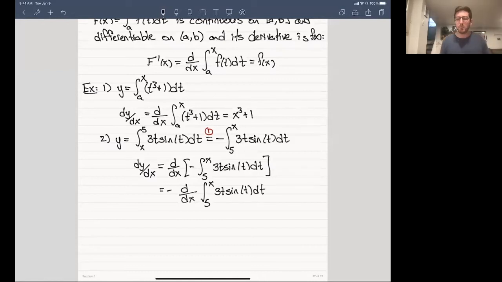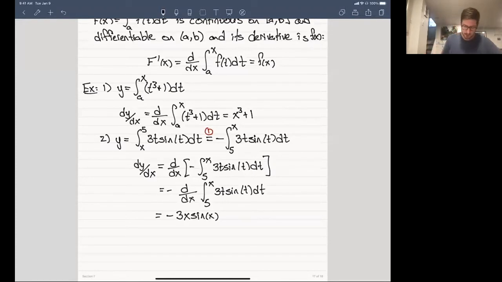And now I'm in familiar territory. Now I can apply that fundamental theorem of calculus, part 1. And this tells me that I just need to replace the t's in the integrand with x's. So I get minus 3x sine of x. Beautiful, isn't it?